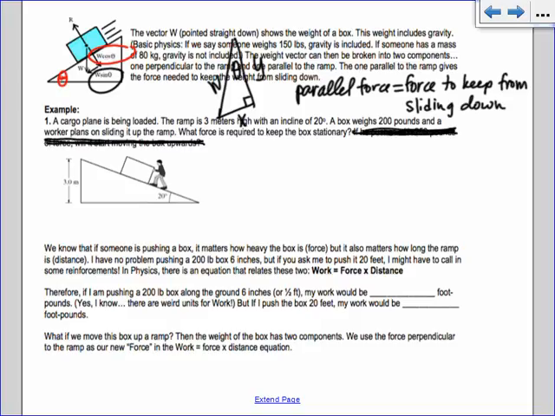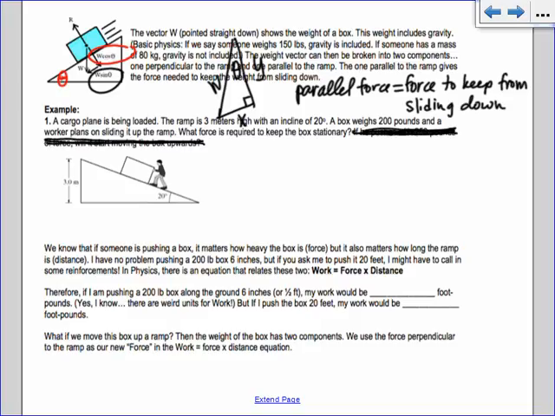So number one, it says a cargo plane is being loaded. The ramp is 3 meters high, which doesn't really matter for right now, and it has an incline of 20 degrees. A box weighs 200 pounds, and a worker plans on sliding it up the ramp. What force is required to keep the box stationary? So what force is required to keep this box from coming back down the ramp?